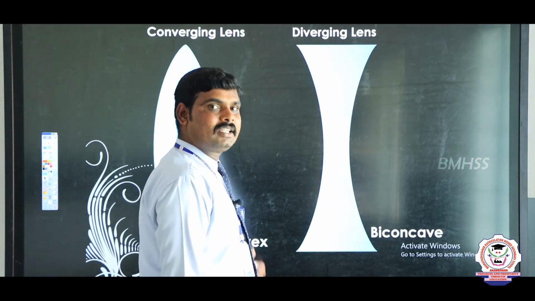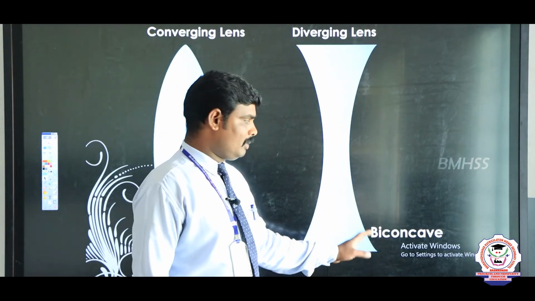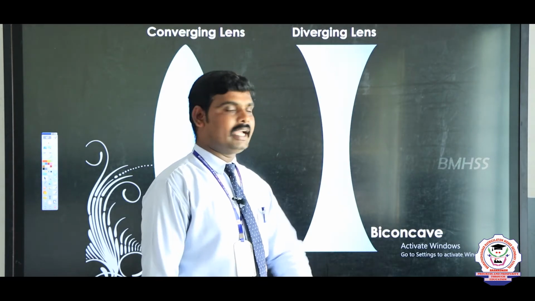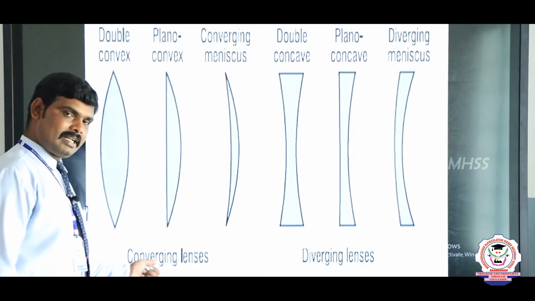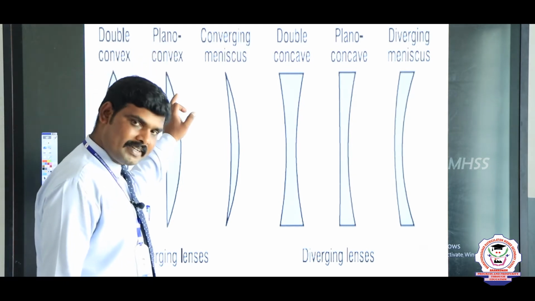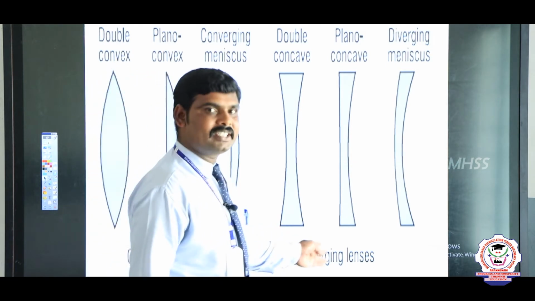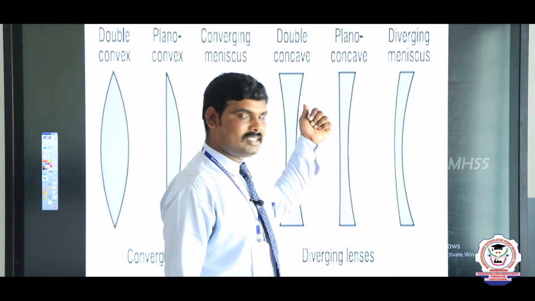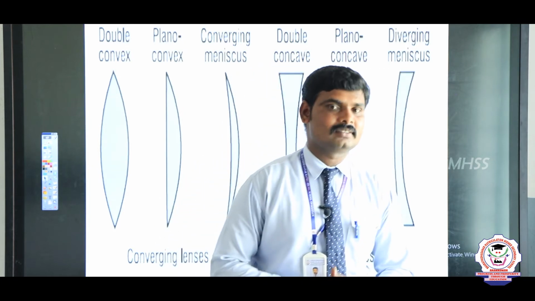This convex lens is also called a converging lens. The concave lens, or the biconcave lens, is also called a diverging lens. We have some types of lenses. The converging lenses are the double convex lens, the plano convex lens, and the converging meniscus. Likewise, we have three types of diverging lenses: the double concave lens, the plano concave lens, and the diverging meniscus.